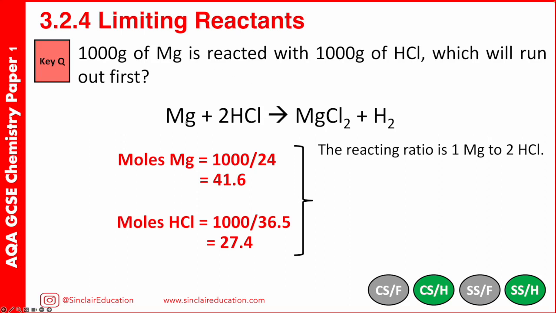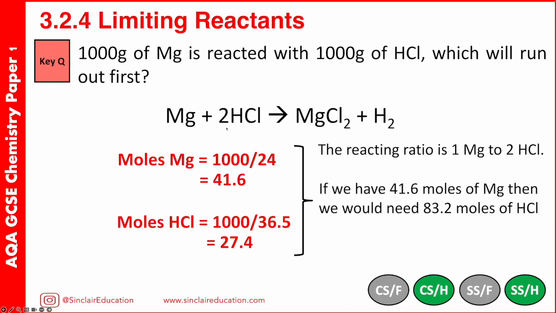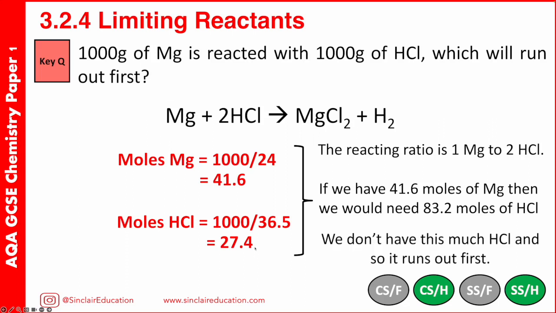Now in the equation, we know that 1 mole magnesium reacts with 2 moles of hydrochloric acid. So if in theory we have got 41.6 moles magnesium, you need double the acid. And we don't have that. So we don't have the number of moles of hydrochloric acid required. It will run out first. This is the limiting reactant.